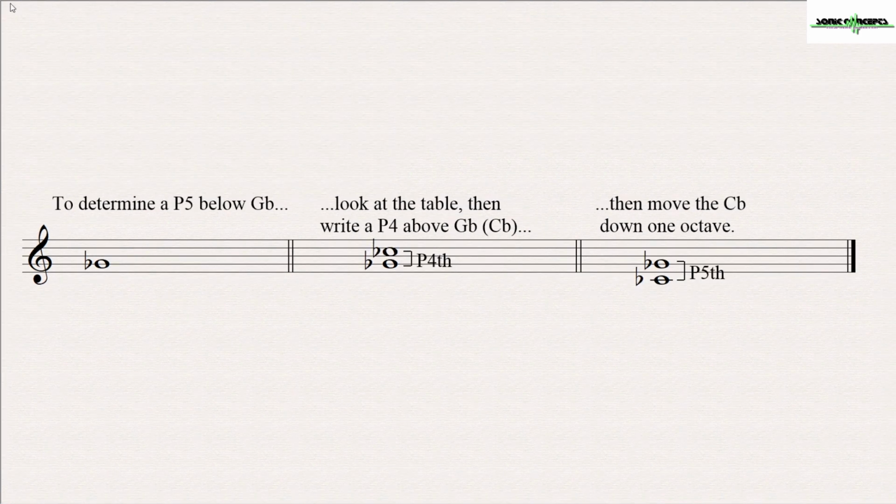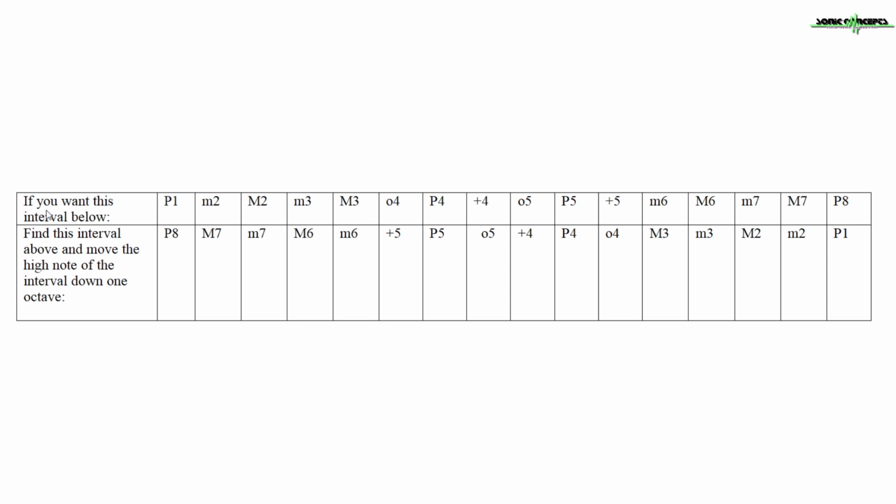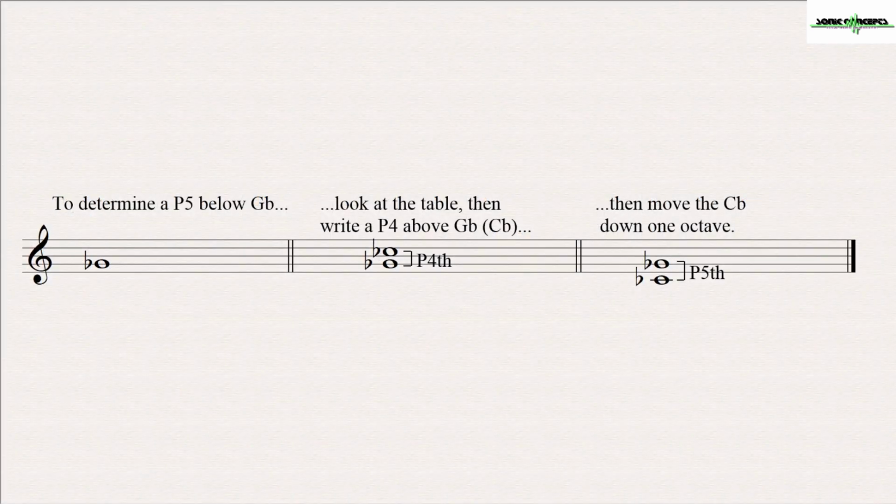Let's do another one. To create a perfect fifth below G flat, look at the table in the "If you want this interval below" row. In the column directly below the perfect fifth, you will find a perfect fourth. Write a perfect fourth above G flat, which is C flat. Move that C flat down one octave, which puts it below G flat. The interval between the low C flat and the higher G flat is now a perfect fifth.